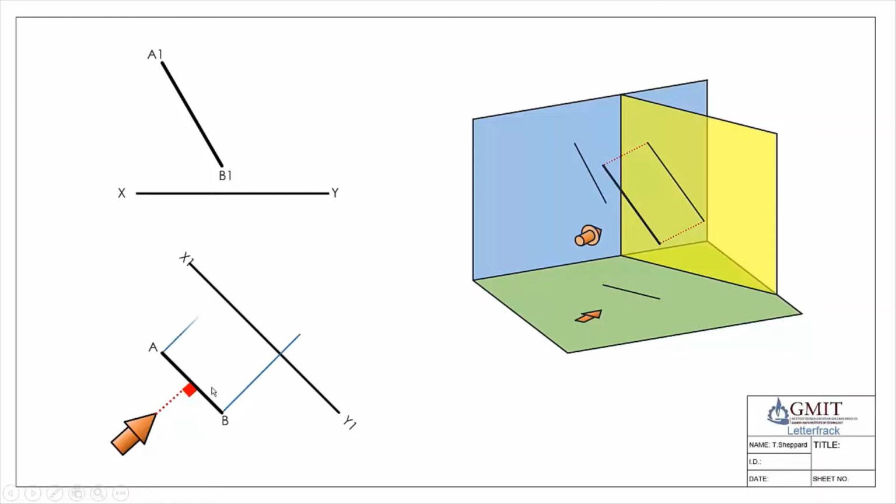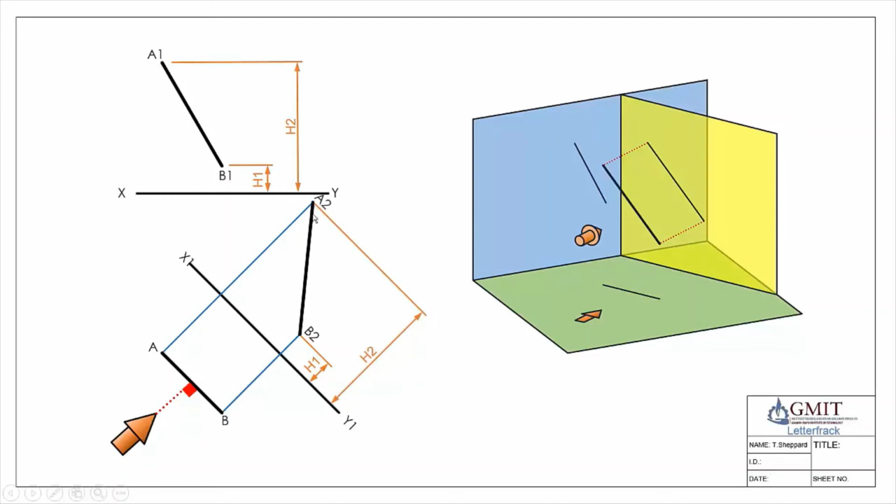So there's our lines been projected on. How far do we go? Well, because we're just walking around the object, we can take our heights from our front elevation. So there's our h1 there, there's h1 there, giving us b2, and there's h2, the height of our a, and there's a2 there. So there is our line drawn in our auxiliary.